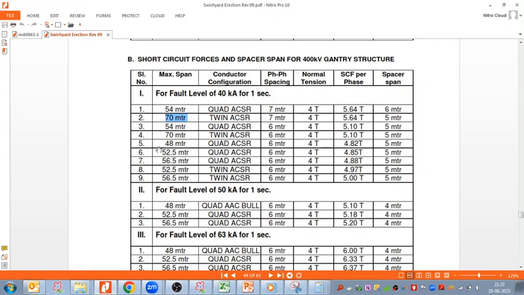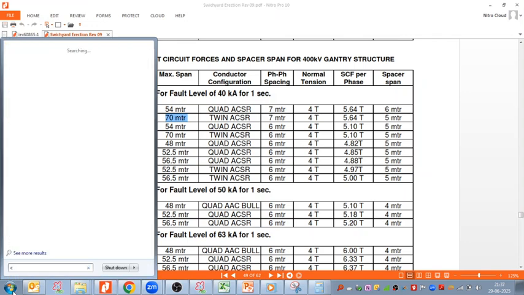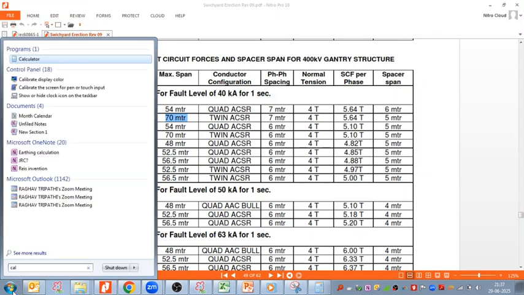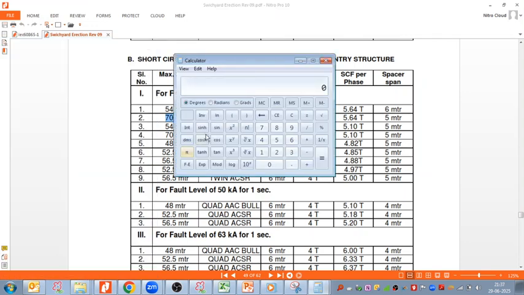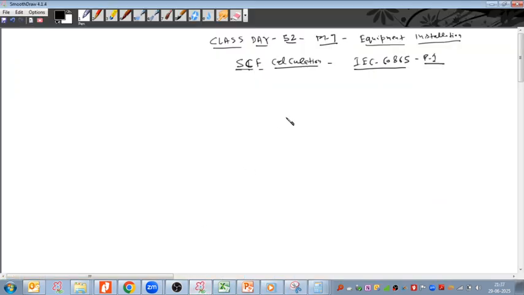In your company as well, right? Yes, sir. As I mentioned, I will check this with this. So what you are doing? You are just taking the conductor weight, right?